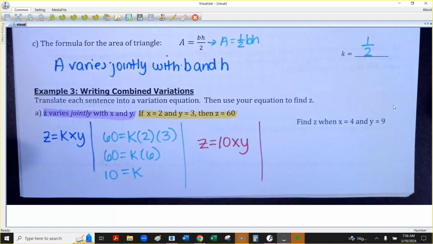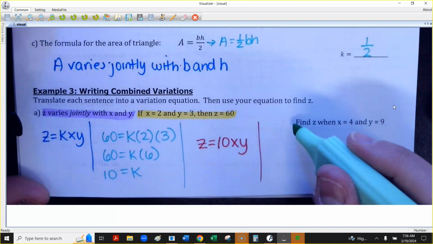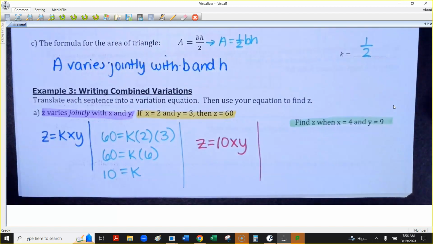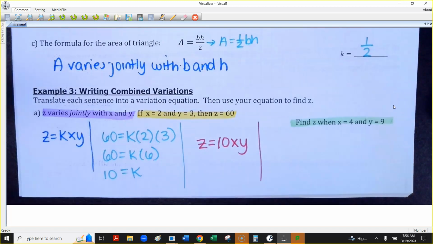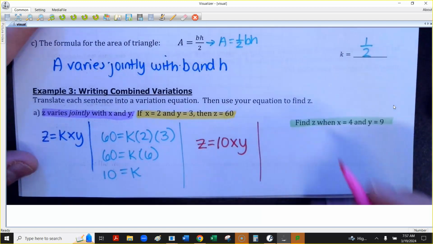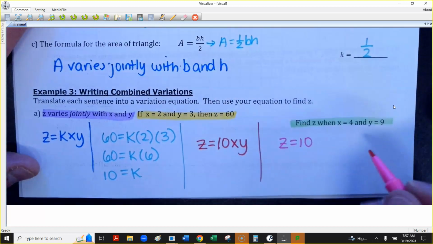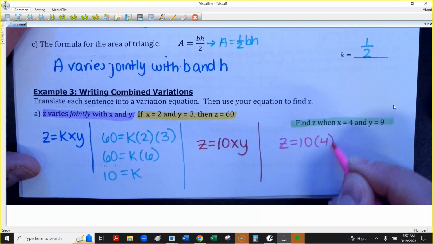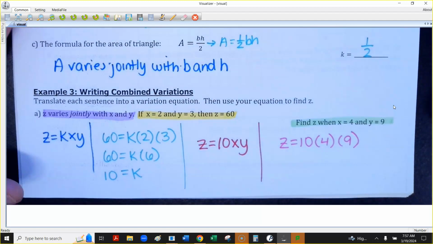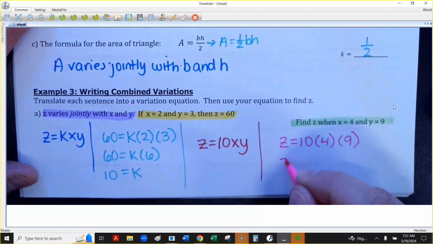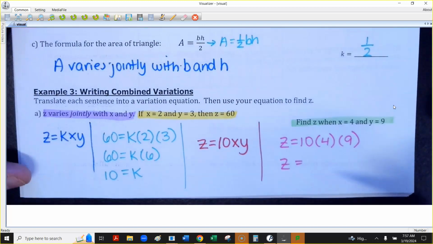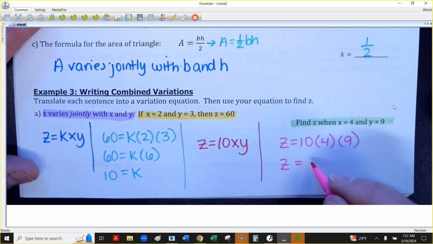Then they will have a secondary question. So after you've set up the equation, it says find z when x is 4 and y is 9. So I'm just using that equation we just wrote. We don't know z. My k value would be 10 every time. X is supposed to be 4 and y is supposed to be 9. And then we would literally just multiply that out. 10 times 4 is 40, times 9 would be 360.